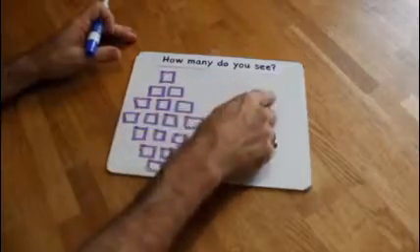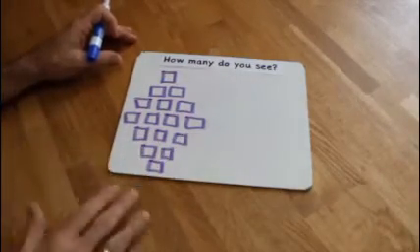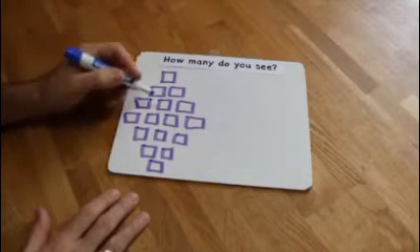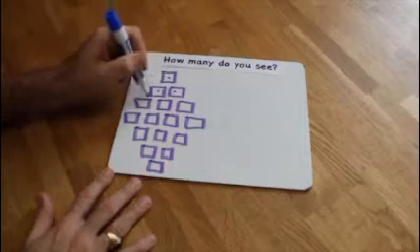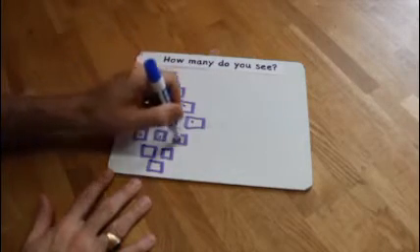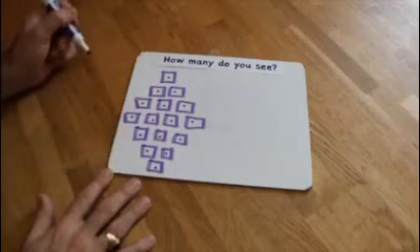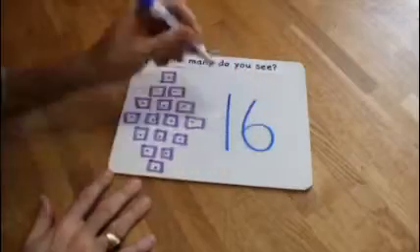How many do you see? Okay, they're in straight lines, so that's the easiest way to count them. Going from left to right, top to bottom, just like we read a book. Here we go. 1, 2, 3, 4, 5, 6, 7, 8, 9, 10, 11, 12, 13, 14, 15, 16. How do we write a 16? A 1 for the tens, a 6 for the ones, 16.